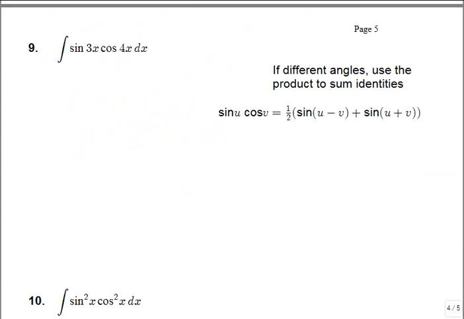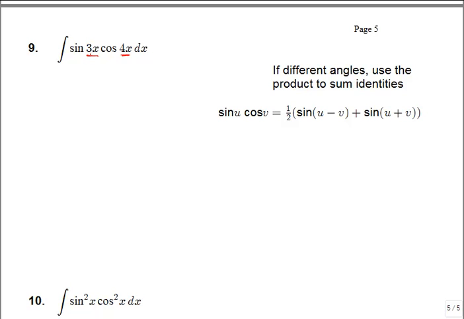Now the next example is a little different looking because we've got the integral of sine 3x cosine 4x dx. We don't have any powers here, so we're not going to save any sines or cosines or use any Pythagorean identities or half-angle identities, but we are going to use an identity, and it's not usually one of the ones we have memorized, so I would allow you to look this up. The reason we have to do something special here is because the two angles, this 3x and this 4x, are different, which makes this difficult to do.